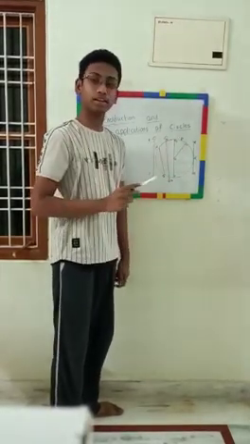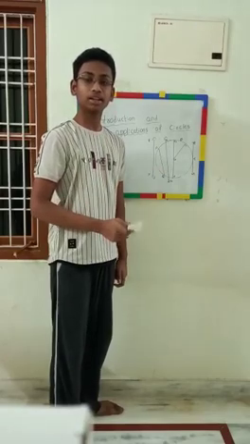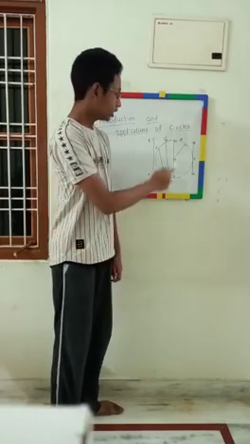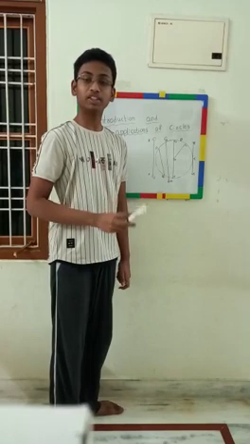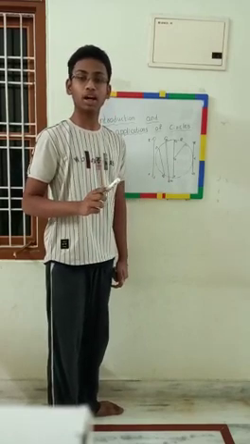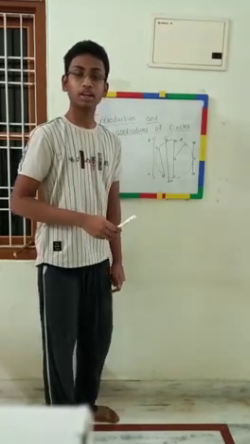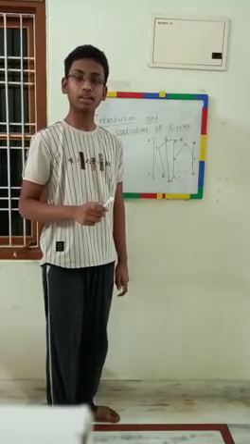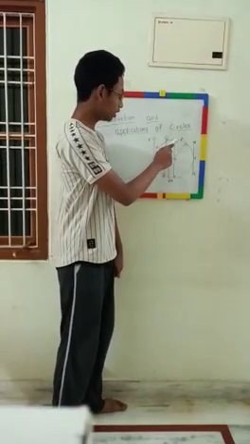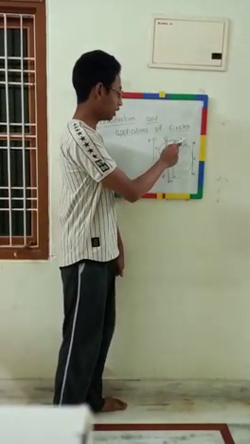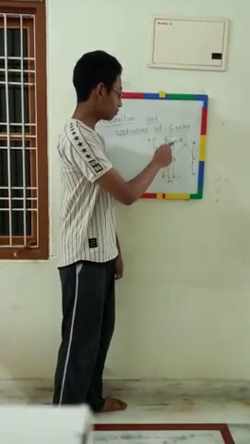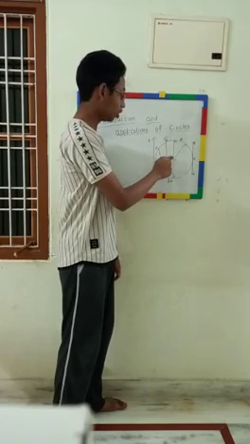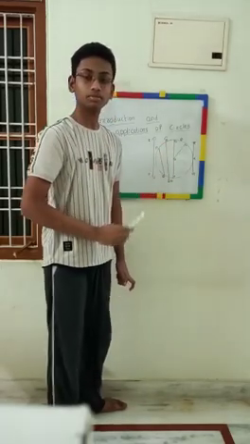We can also divide sector into two types, major sector and minor sector. Here the largest area which is in between two radius and one arc is known as major sector. The smallest area which is in between two radius and one arc is known as minor sector. Here BOCD is a minor sector, BCO is a major sector.